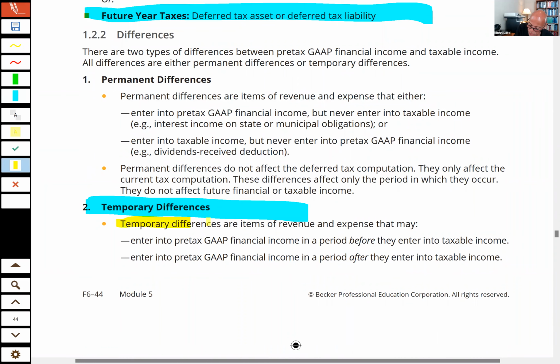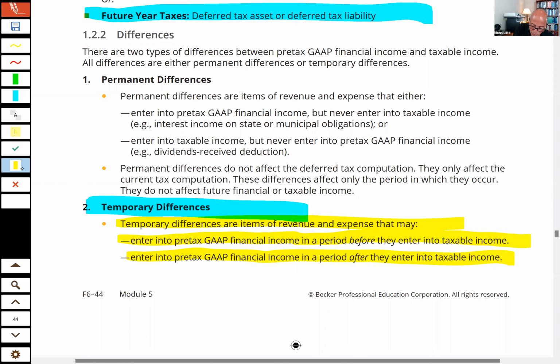So temporary differences result when there's something that enters into pre-tax GAAP financial income in a period before it enters into taxable income, or something enters into pre-tax GAAP income in a period after it enters into taxable income. So since there's going to be a reversal at some point in time, that's a temporary difference, and we are going to have to know how to analyze that difference in determining whether we have a deferred tax asset or liability, and our deferred tax expense, if it's a deferred tax liability that has changed, or if we're talking about a deferred tax asset, then there's going to be a tax benefit.